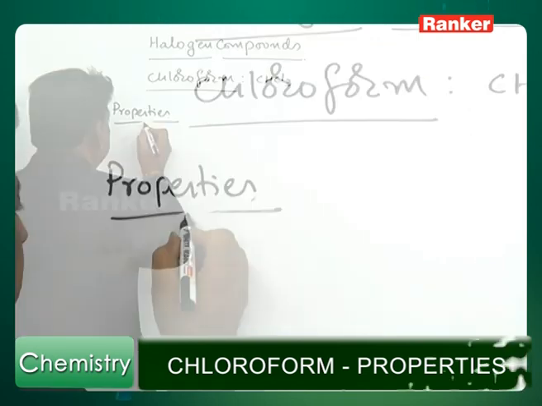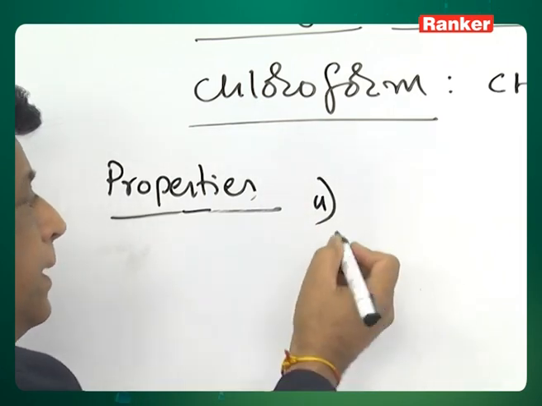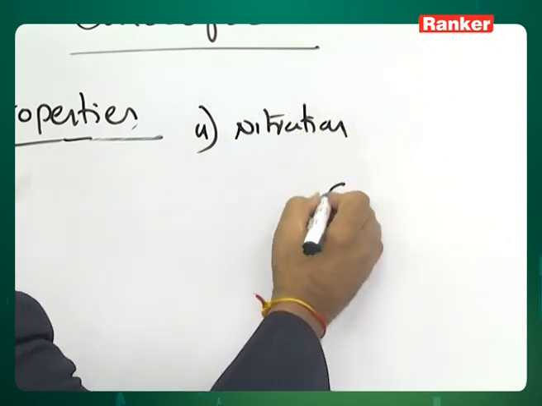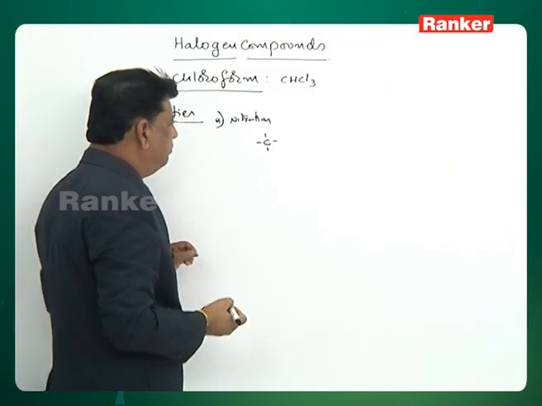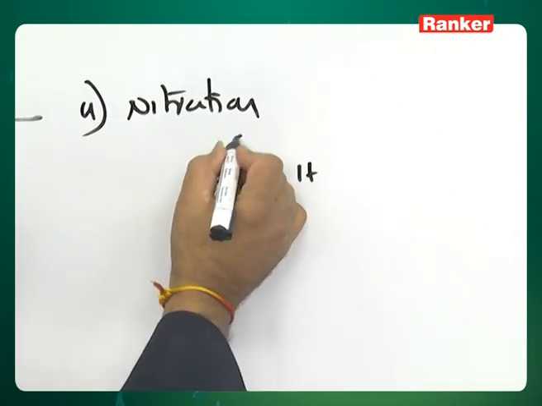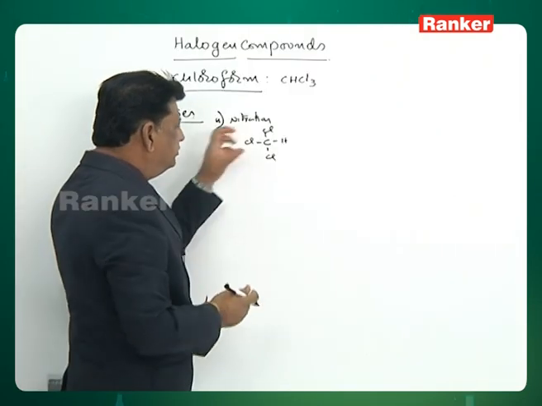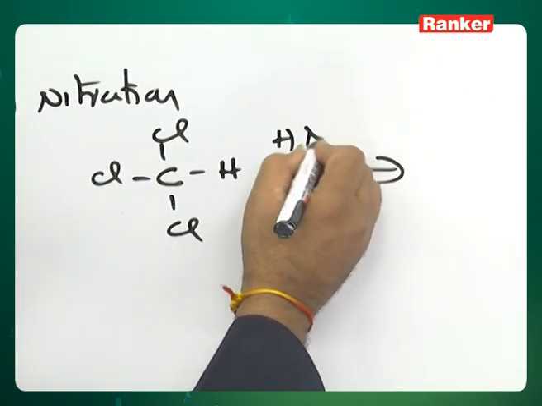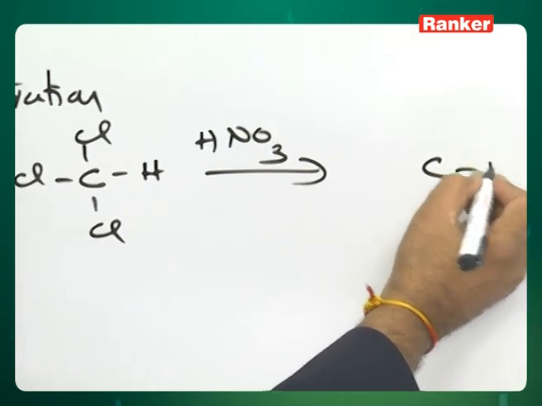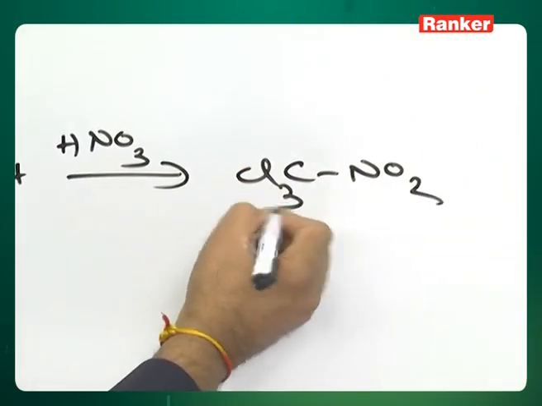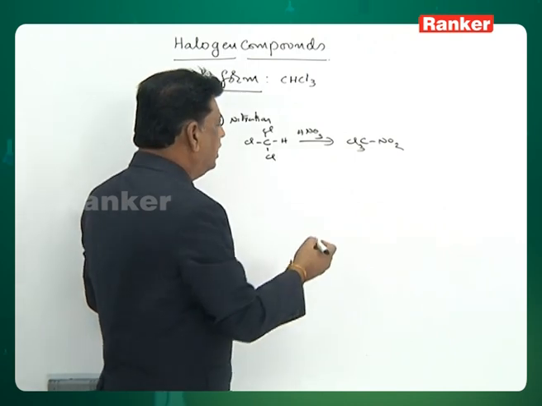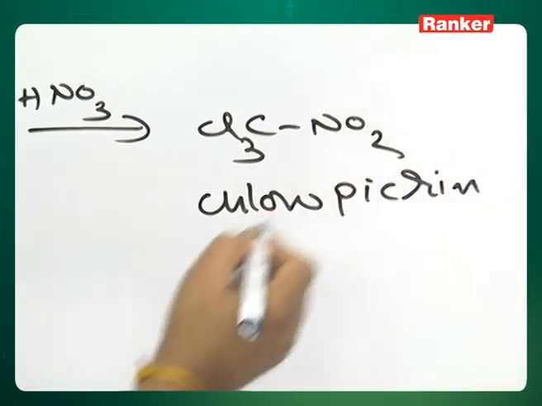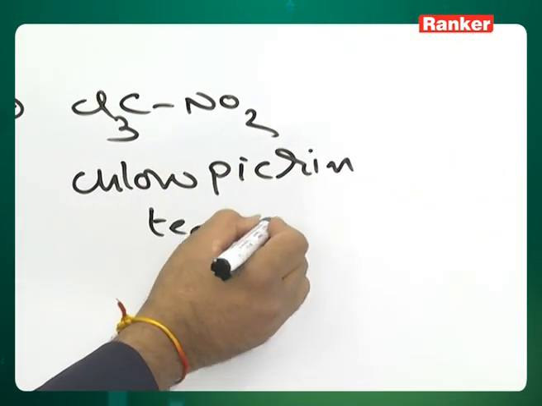So the other reactions, like nitration of the chloroform. Methane cannot be nitrated, but a hydrogen attached to carbon where 3 chlorines are there, because of the minus I effect of this chlorine, just with nitric acid the nitration can be done. You will get a nitrochloroform, CCl3NO2. Nitrochloroform is specifically called chloropicrin and used in the tear gas preparation.